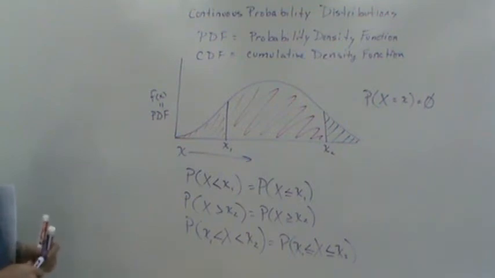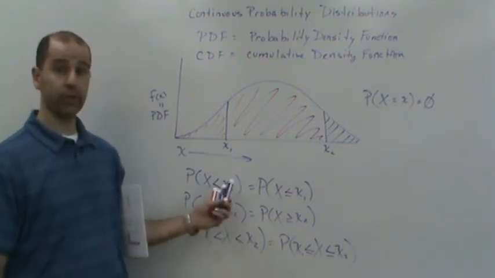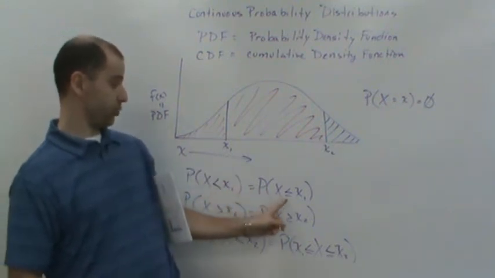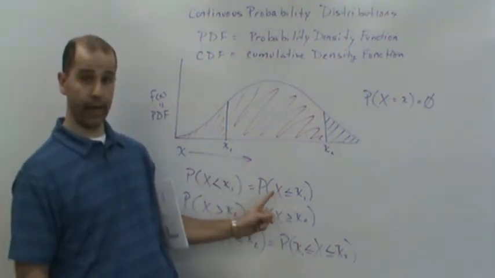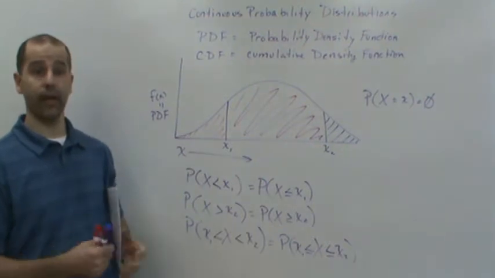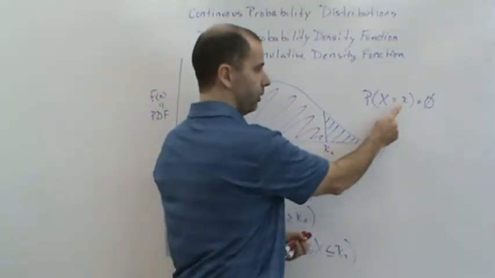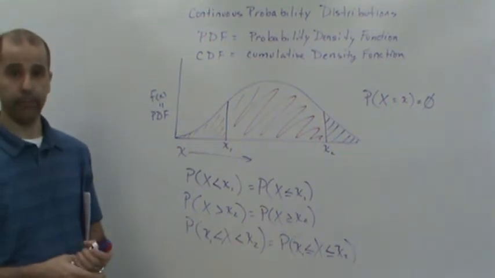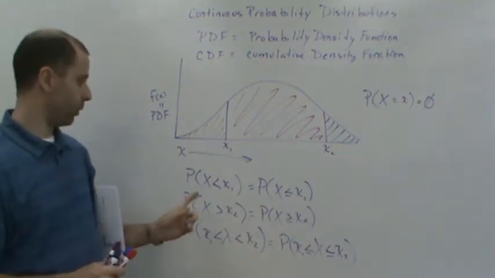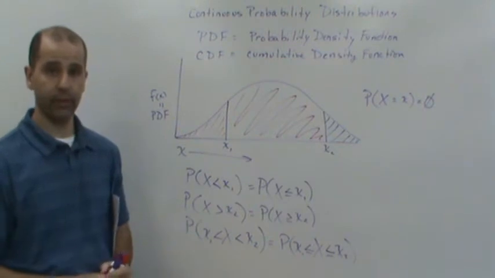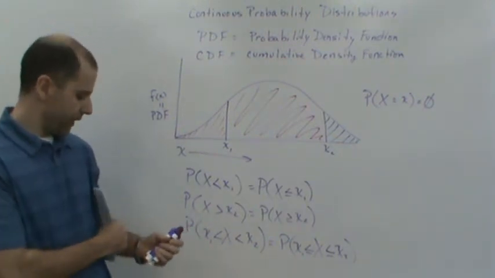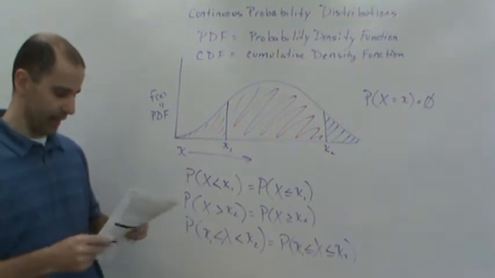Okay. Now, this wasn't true in the discrete case, right? In the discrete case, it did make a difference whether you put the equal sign or not. In the continuous case, it doesn't matter. Why? Because we know it's zero. It doesn't add anything to the probability. Okay? So it doesn't matter whether you include the equals or not. The probabilities will always be the same. Okay? So now, that's the idea of the general case.